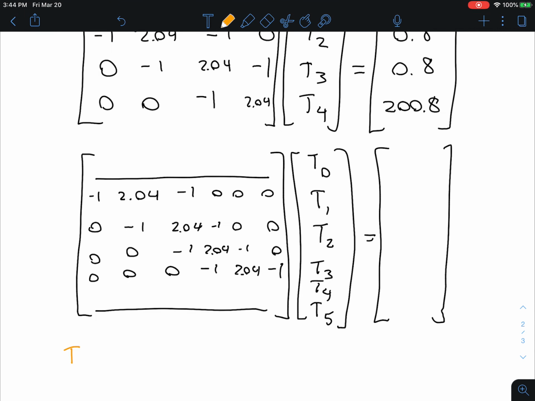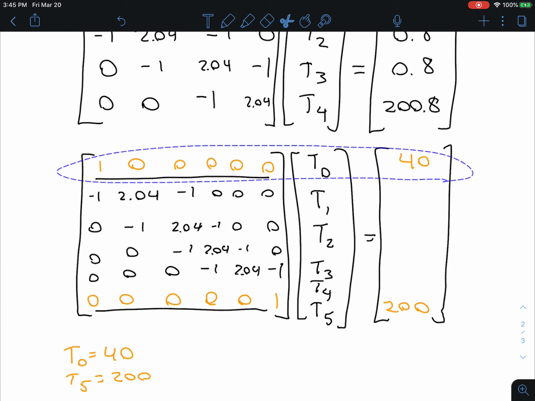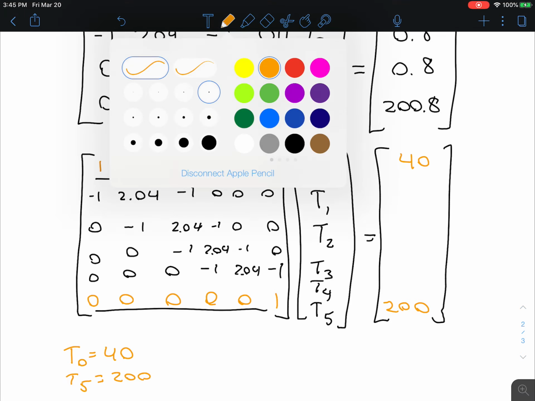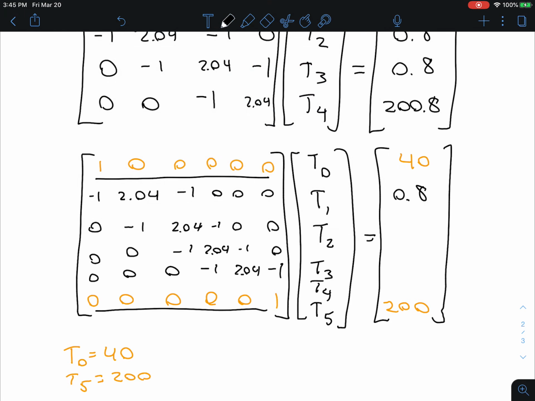So if I said T0 equals 40, T5 equals 200, then what I in fact have is 1 and then zeros, and I can write 40 here, and then I can write 200 here. I've just expressed the equations as T0 equals 40, T5 equals 200. And I realize I forgot to fill in the constant terms over here. We would actually just have 0.8.